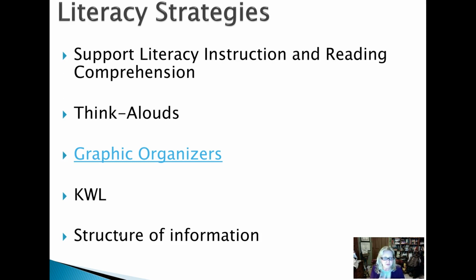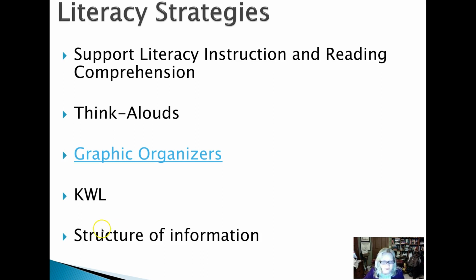So I just wanted to introduce quickly a couple of types of literacy strategies, and then I've given you some more reading to do about it, and we'll also add readings throughout the semester. So think alouds is just one type of strategy, when you're modeling or having students think aloud about how to solve a problem or think aloud about what they've read. So that's one kind of literacy strategy.